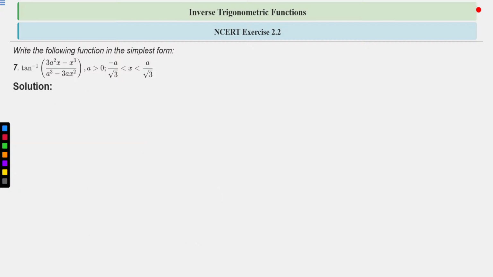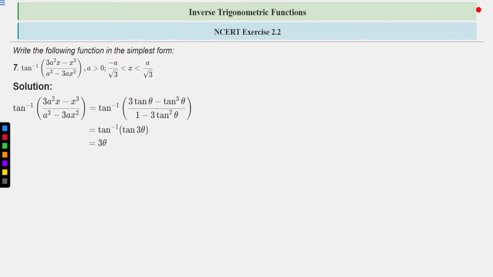So we can write further tan inverse of (3a² x − x³) upon (a³ − 3a x²) is equal to tan inverse, see, a will cancel out, and it will become (3 tan θ − tan³θ) upon (1 − 3 tan²θ). Now we know that (3 tan θ − tan³θ) upon (1 − 3 tan²θ) is basically tan 3θ. Therefore, we can write it as tan inverse tan 3θ, right?